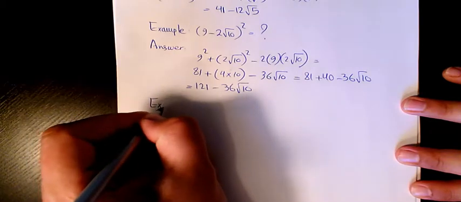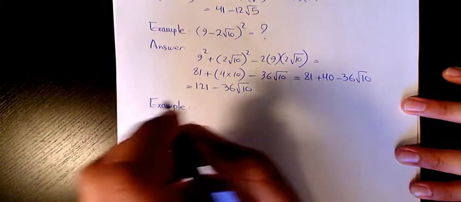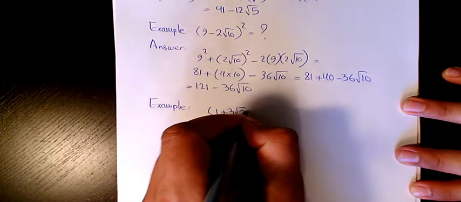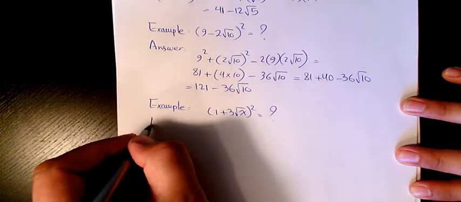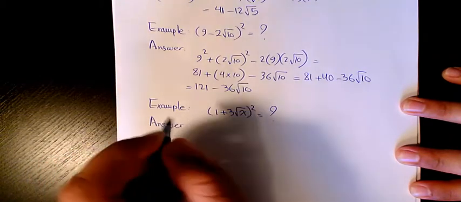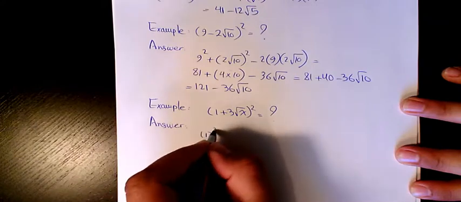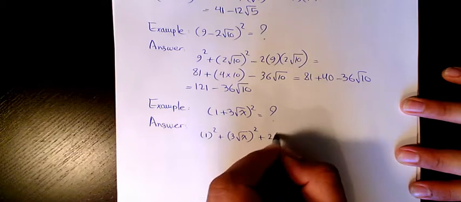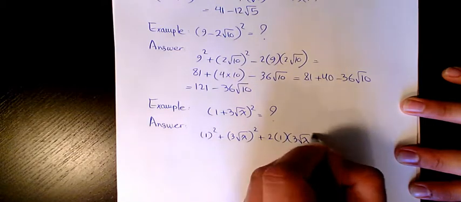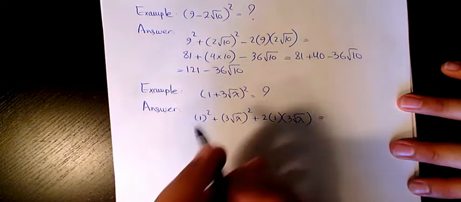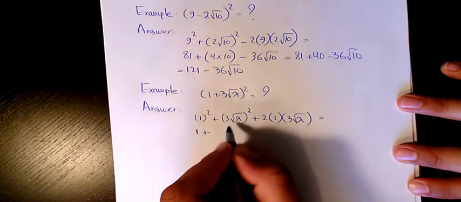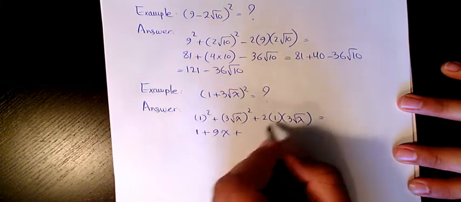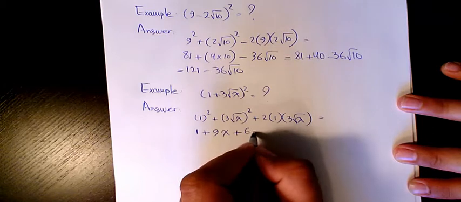Next example. (1 plus 3 root x) to the power of 2. Answer is 1 squared plus (3 root x) squared plus 2 times 1 times 3 root x, which is going to be 1 plus 3 squared is 9, root x times root x is going to be x, plus 2 times 1 times 3 root x is going to be 6 root x.